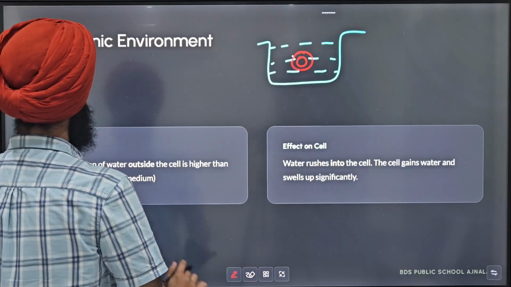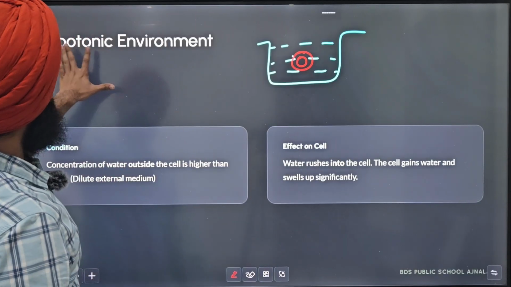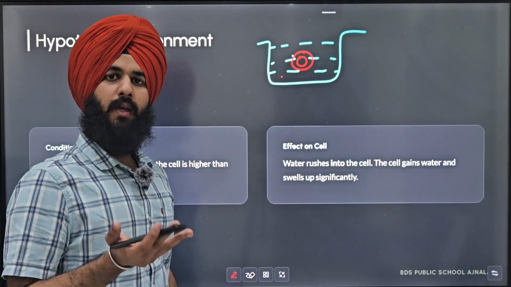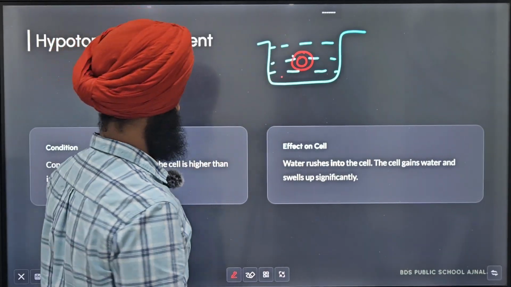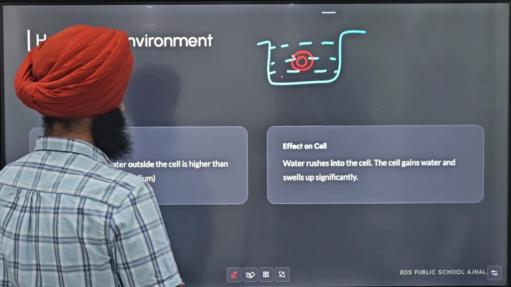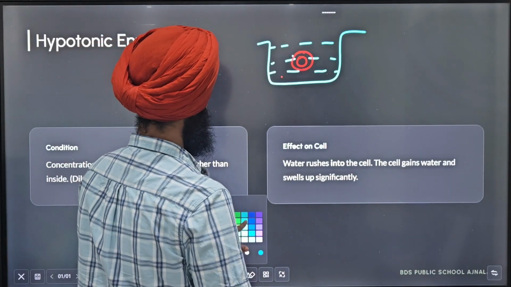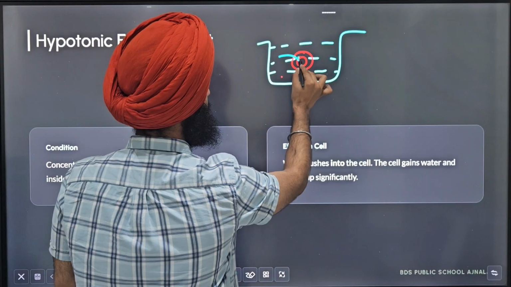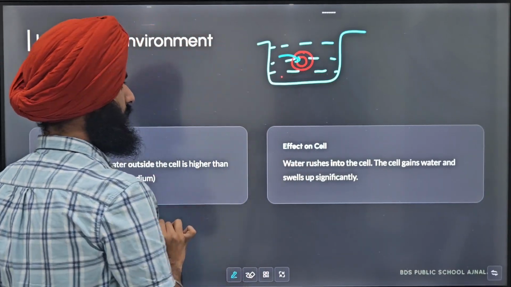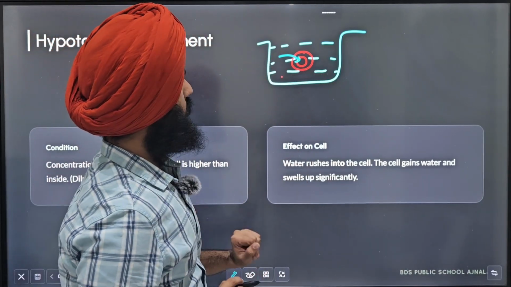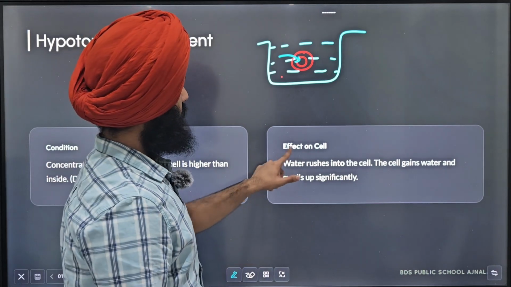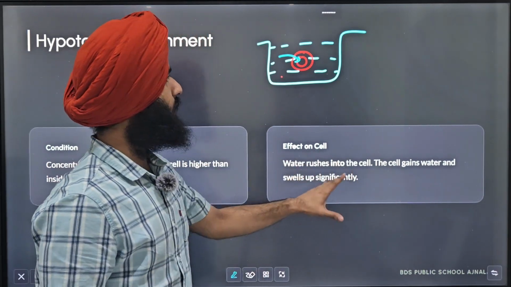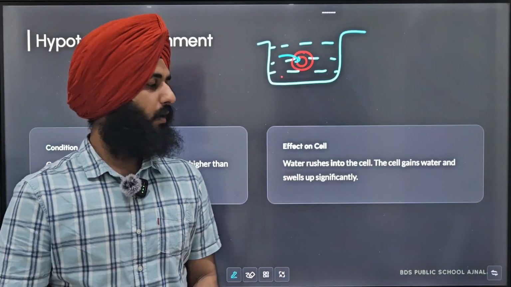In the hypotonic situation, the concentration of water outside is higher than the concentration of water inside the cell. Because of this, the water from outside will start to enter the cell. So the cell will gain a lot of water. The effect on the cell is that water rushes into the cell, it gains water and swells up significantly. So the cell will bloat up.